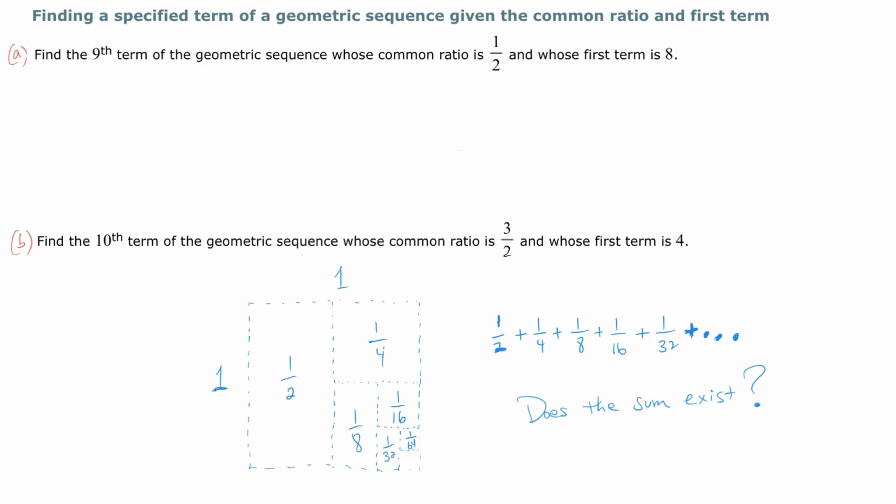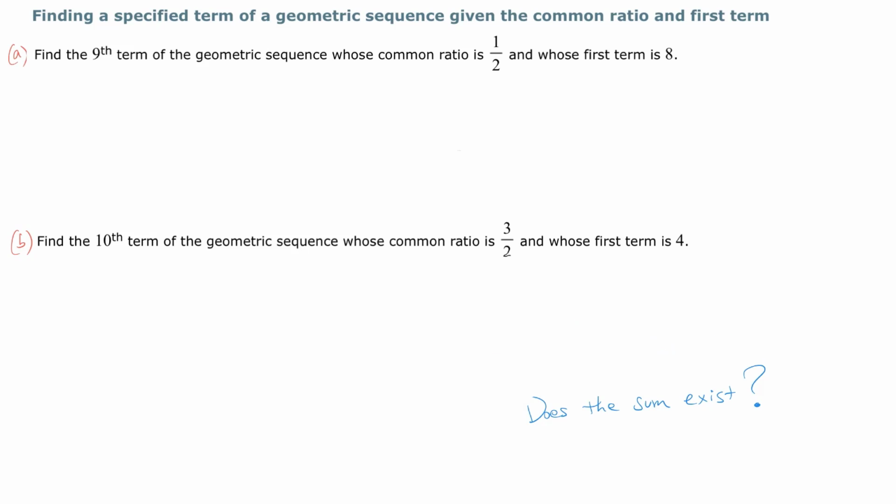I'm going to go back to geometric sequences. Let me clean up the board here. Let's look at example A. Find the ninth term of the geometric sequence whose common ratio is 1/2 and whose first term is 8. The first thing you want to do is actually write the definition of a geometric sequence. a sub n is equal to a sub 1 times the common ratio raised to the n minus 1 power for n equals 1, 2, 3, dot, dot, dot.